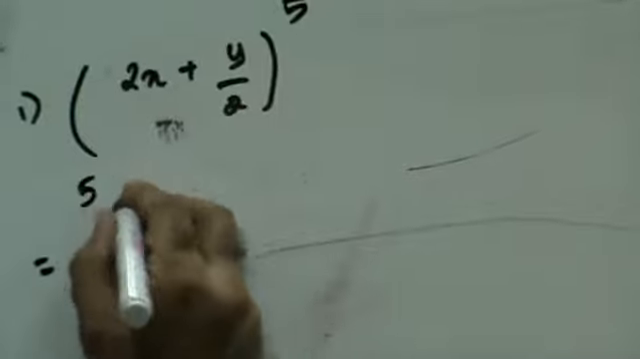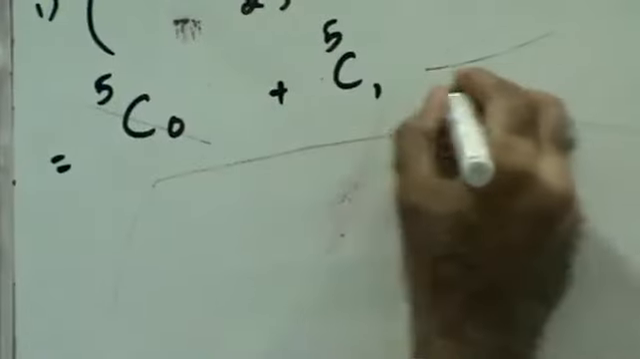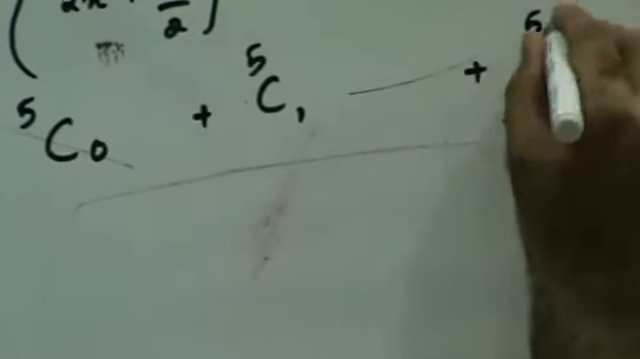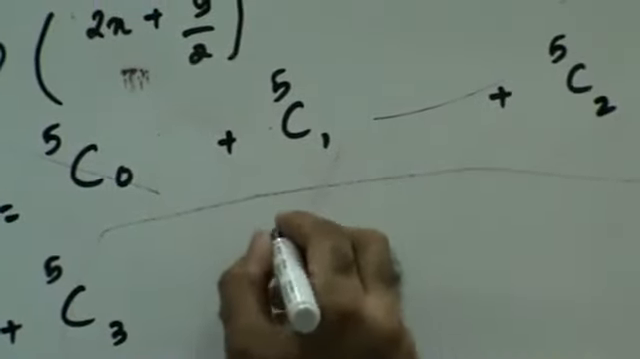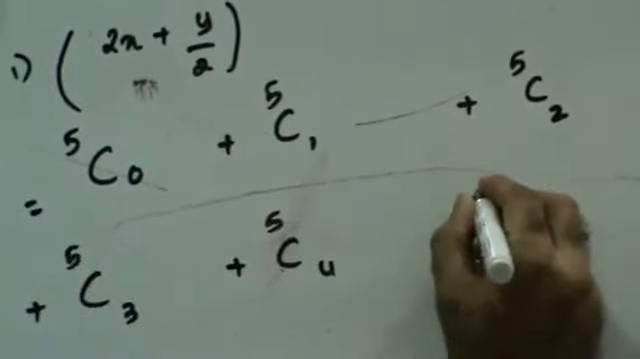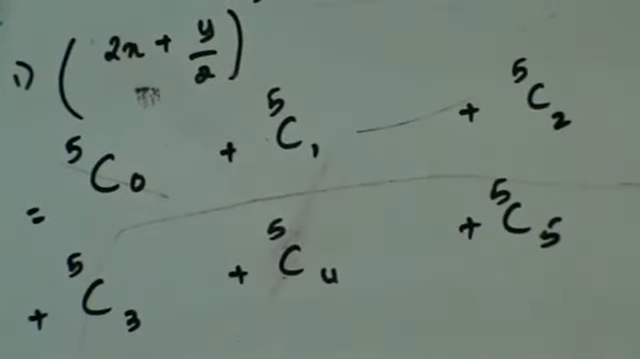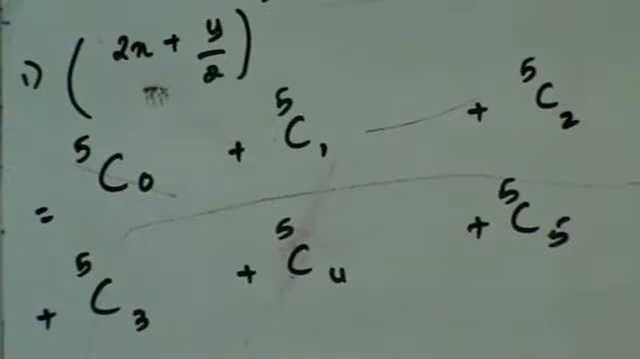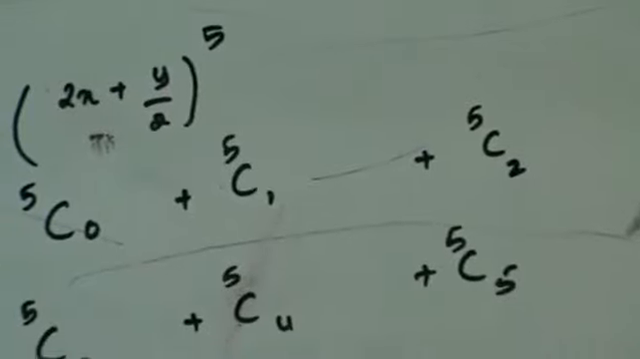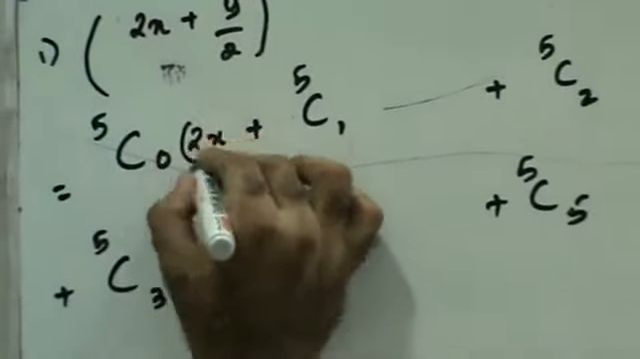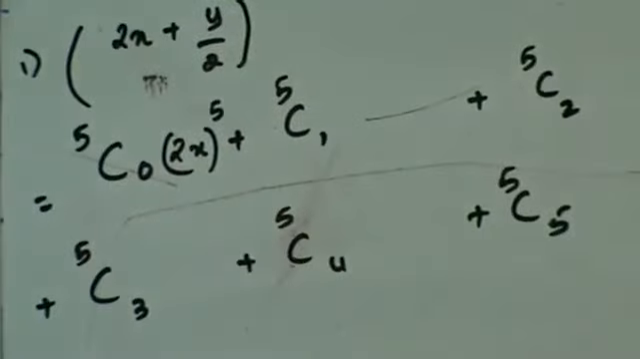You have 2x plus y upon 2 raised to 5. You write combination of 5, 0, leave some space, 5, 1, leave some space, 5, 2, leave some space, 5, 3, 5, 4 and 5, 5. I'm teaching you a method to write this. Instead of memorizing the formula, this is what you have to do. Start with the highest, the polynomial 0 to 5. First term 2x raised to 5, the highest index.